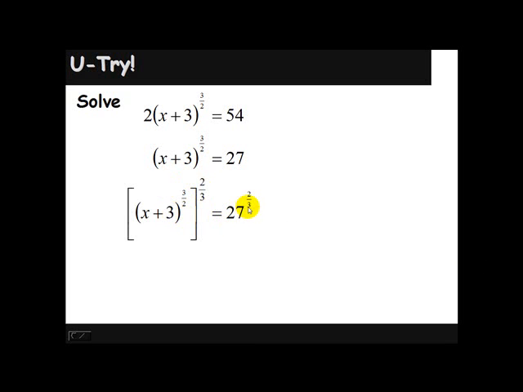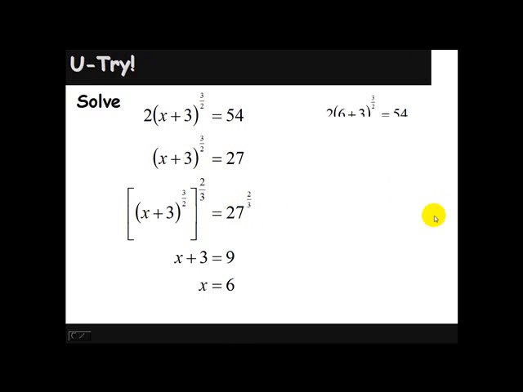The cube root. Now, with a cube root I don't have to worry about a plus and minus because it's not an even root. It's just the even roots, the squares, the 4s, the 6s, that I need to worry about the plus and minus. Odd roots, 3s, 5s, 7s, I don't need to worry about that. So the cube root of 27 is 3, squared is 9. So I got x plus 3 equals 9, a nice simple equation. We'll just subtract 3 from both sides, and there's a 6.